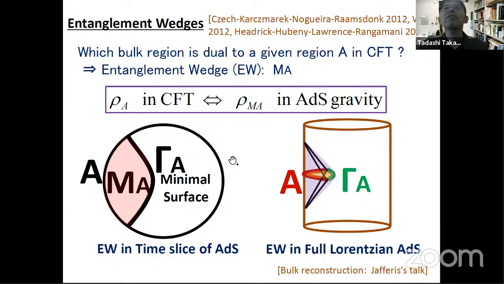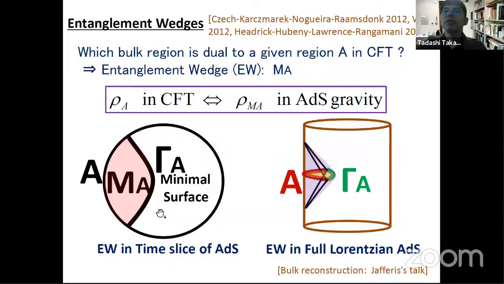This is, again, a question of which bulk region is dual to a given region A in the conformal theory, and the answer is called the entanglement wedge. So if we talk about this AdS spacetime and restrict to some region A, the CFT lives on the boundary, and some particular region on the boundary is called A. The information of A is characterized by a reduced density matrix rho A in the conformal theory, and this is dual to this red region. This is called the entanglement wedge, M_A. So the reduced density matrix for this region in the bulk gravity corresponds to this rho A in the CFT. This is the idea of the entanglement wedge.